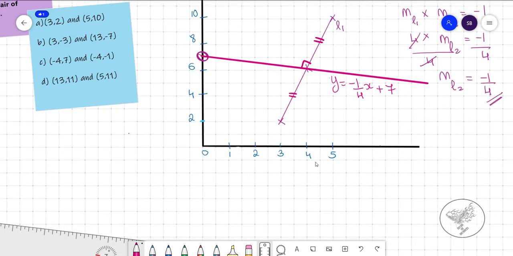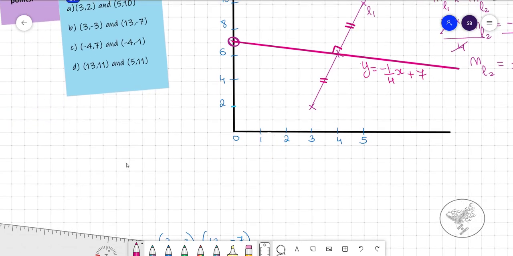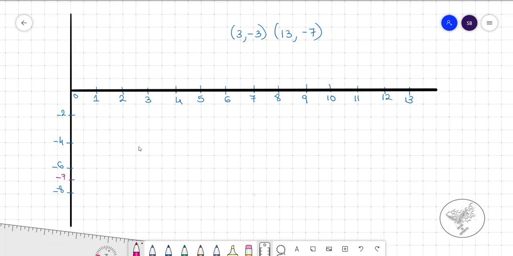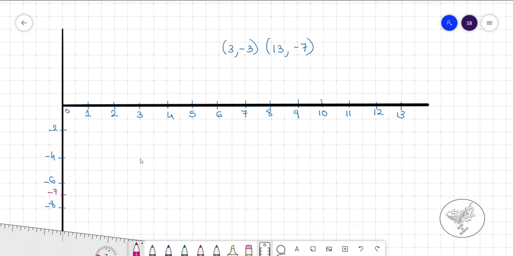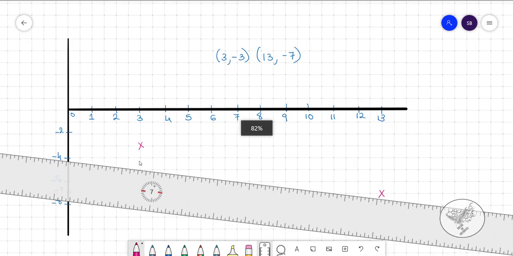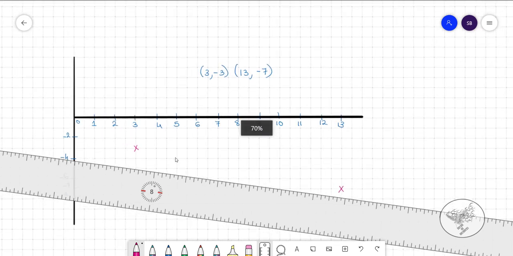Now let me go for another question. That's part b, which is 3 minus 3 and 13 minus 7. So 3 minus 3, 3 is here, minus 3 is here. And 13 minus 7, 7 is here, minus 7. So 13 minus 7 is somewhere here. Now let me connect these two points.